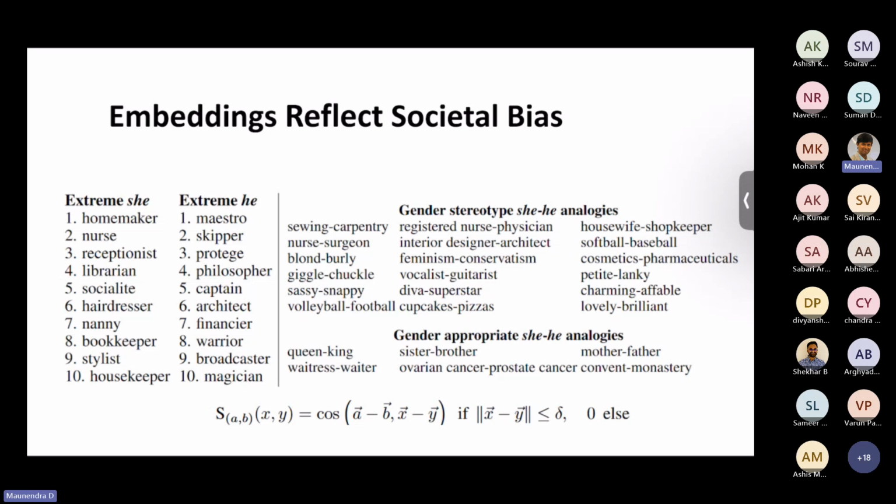4, librarian is to what? Answer is philosopher. So if you look at the words here, say homemaker, nurse, receptionist, librarian, socialite, hairdresser, nanny, bookkeeper, stylist, housekeeper. Somehow there is a notion in the society that these tasks are kind of inferior or require lesser skills or are easier to perform and so on. On the other hand, typically in society, a higher respect and repute is associated with the terms that we see towards the right hand side.